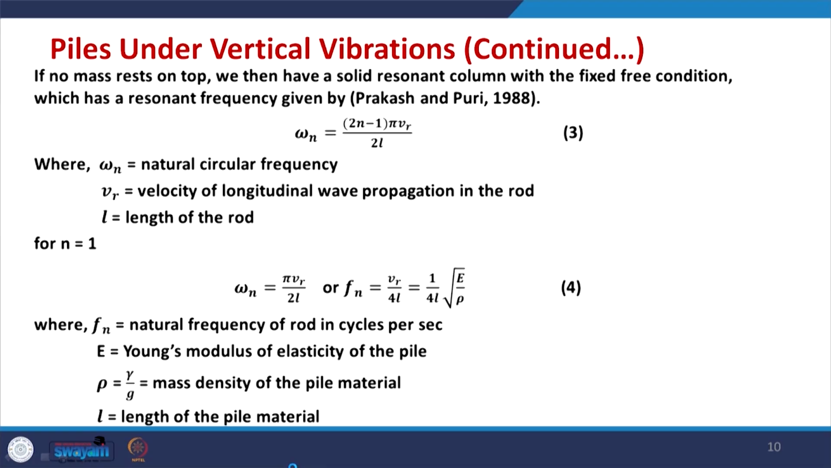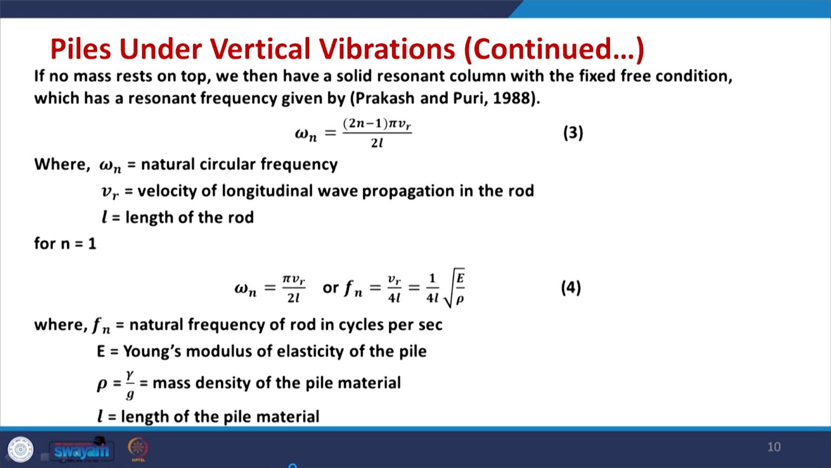So, what is the natural frequency? For this case, if no mass rests on top, then we have a solid representative column with fixed-free conditions, and the resonant frequency can be found by the relation given in equation 3, omega n equals (2n minus 1) pi V r divided by 2 L. What is n? n is the mode in which you want to find the natural frequency. Suppose you want to find the first or fundamental mode of vibration, then n should be put as 1. V r is the velocity of longitudinal wave propagation in the rod, which is given in equation 4 also.